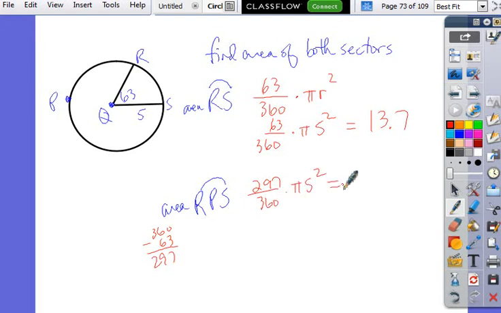And we get 64.8. You get 297 over 360 times pi 5 squared. You did pi. All right.